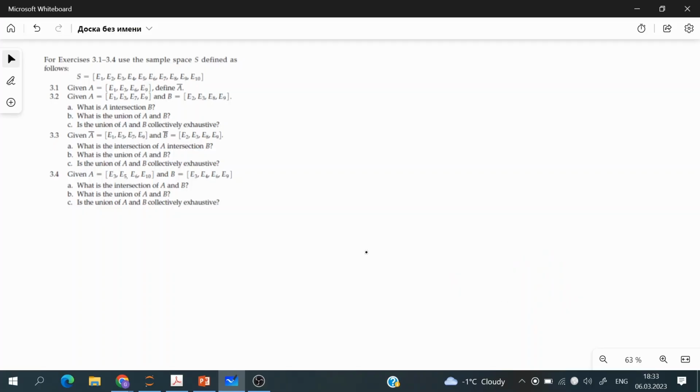So some problems. Let's start with problem number 3.1. So we are given a sample space of E1, E2, E3, and so on, E10, and we need to find the complement of A. Complement of A means everything that lies beyond or outside of event A.